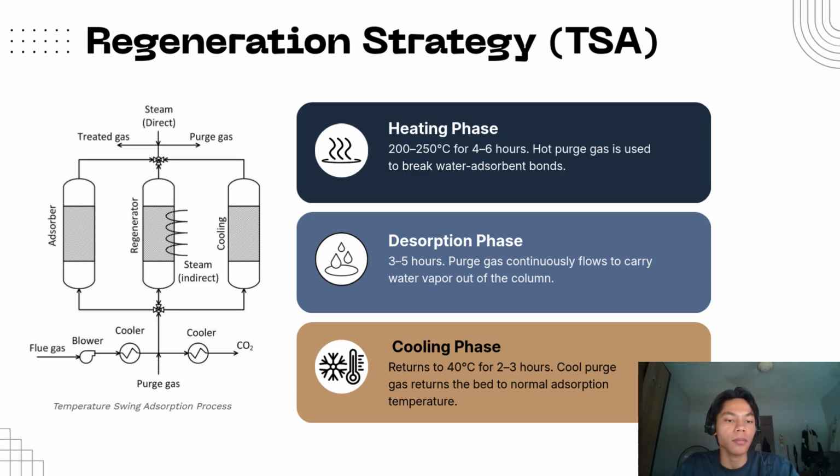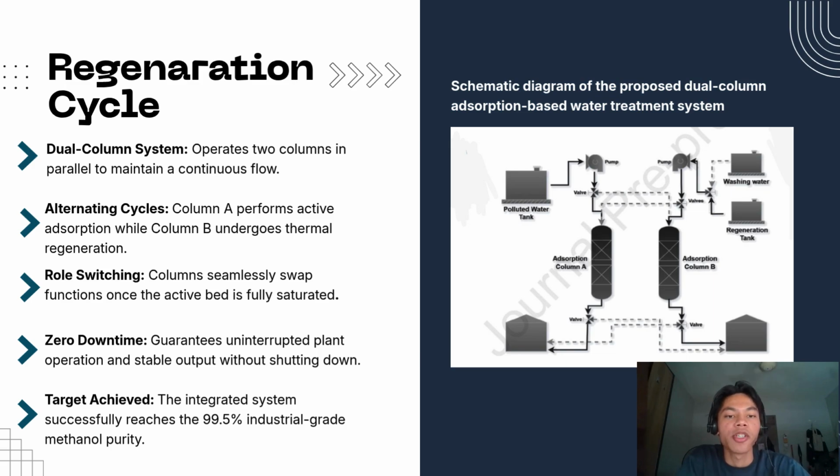So moving on to the regeneration cycle. This diagram illustrates our dual column continuous adsorption system. To maintain a continuous flow in our plant, we operate two columns in parallel, as shown here. While column A is actively in adsorption mode, purifying the crude methanol, column B is simultaneously undergoing the regeneration cycle. Once column A is saturated, they simply switch roles. This alternating configuration ensures the uninterrupted production of high-purity methanol without shutting down the plant.